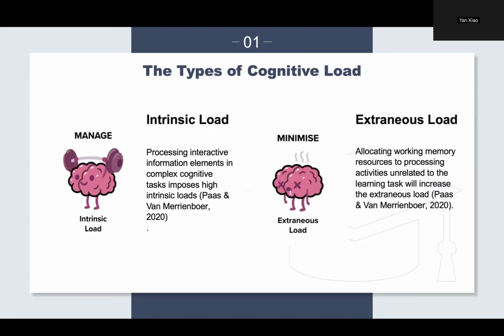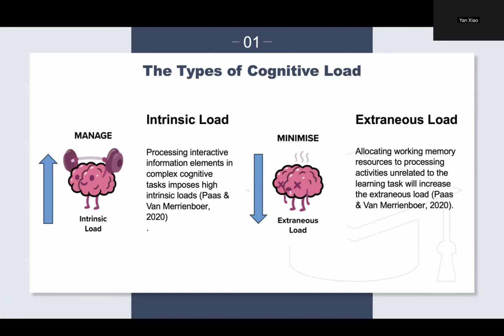And the second one, extraneous load. Extraneous load is an unneeded burden, which is something unnecessary that makes learning more difficult, like confusing slides or confusing instructions in classes. This load is not helpful to learning and should be minimized. So if we want to make the most of working memory, we need to manage intrinsic load and minimize extraneous load through appropriate management. But how to do that?